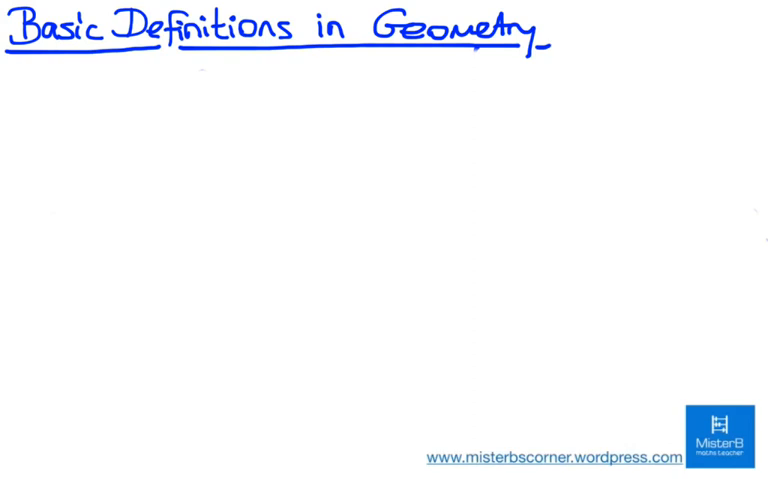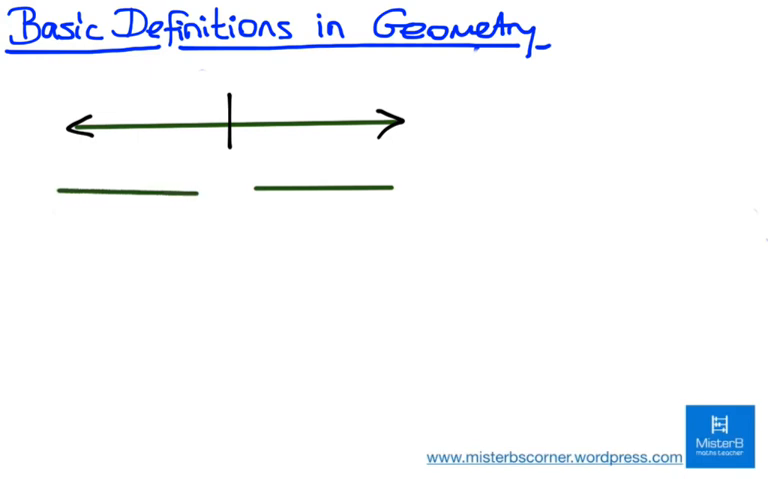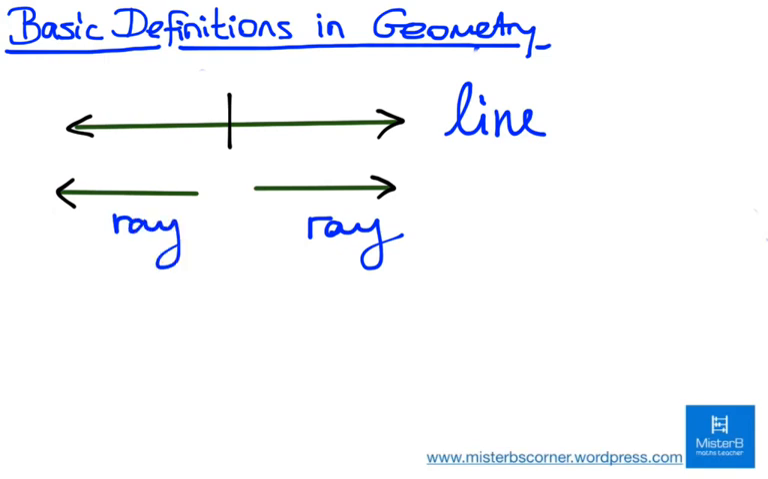So in space, we have lines. They extend in both directions. Now what happens if you just cut this line into two pieces? Then you will have two pieces of lines which we call rays. So this is a line, this is a ray, this is also a ray, because now it has a starting point, right? It is a ray.